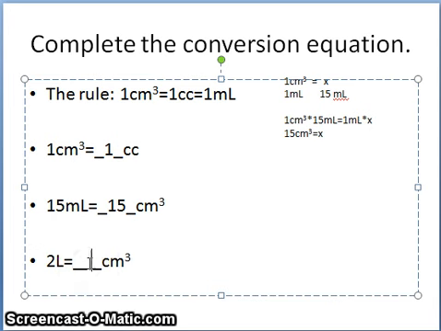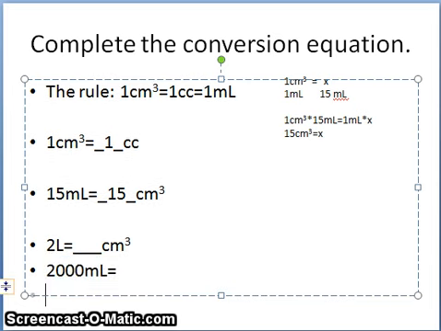So take a look at this. You have 2 liters. This one's a little bit trickier. You have 2 liters equals how many cubic centimeters? I would suggest that the first thing you want to do on this is recognize that 2 liters is 2,000 milliliters. So you'd want to start with that, or in exponent form again.